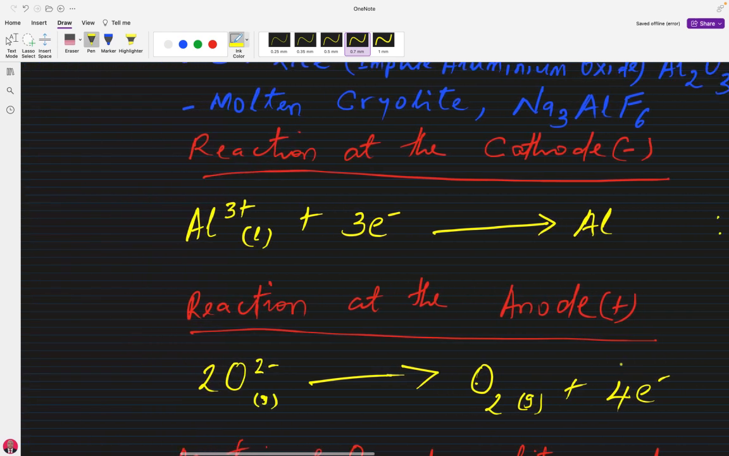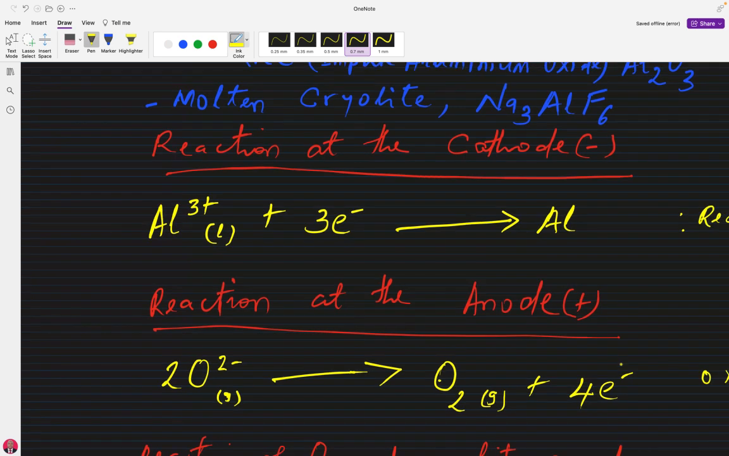So at the cathode, you have to, after giving the 5th point, say that electrolysis is carried out in a steel tank using carbon electrodes or graphite electrodes, and that the anodes are carbon blocks that are lowered in the electrolyte, while the cathode is a carbon lining of the tank.